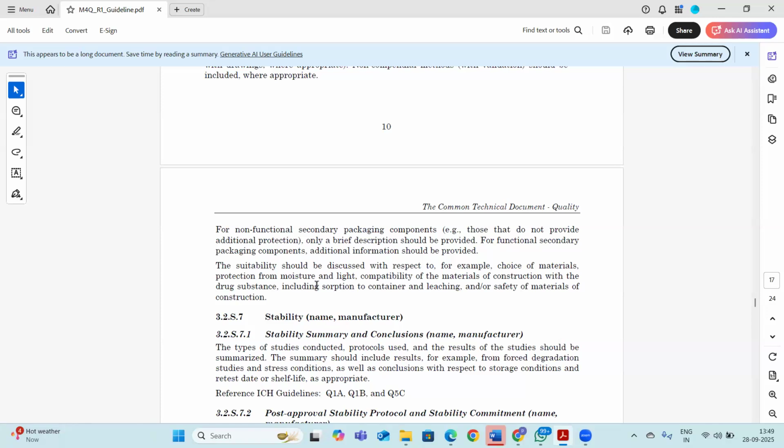So when you're submitting data related to container and closure, you need to make sure that the material being used in the production of that container or the closure does not hamper the quality of the drug substance that will be stored in that container closure. So all the data related to the testing is submitted in the container closure packages.